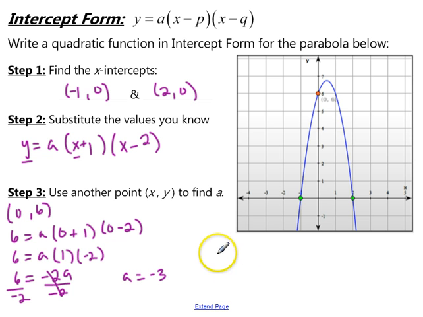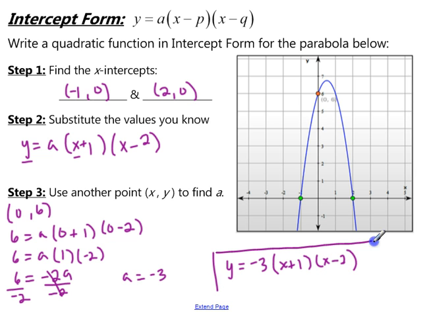So our final answer is going to be y equals negative 3 times x plus 1 times x minus 2. And here's our equation of the quadratic in intercept form of the graph given.